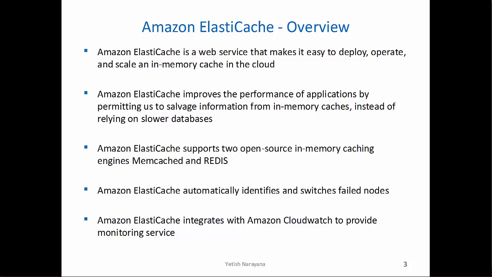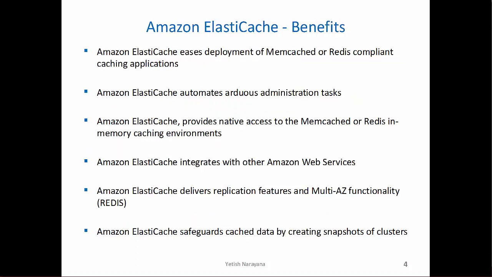ElastiCache also improves performance when compared to retrieval of data from a database. It is much faster to retrieve data from Redis or Memcache. ElastiCache also takes care of switching over failed nodes, so there is no overhead required on that. It integrates well with other Amazon web services, especially CloudWatch, which provides a monitoring service.